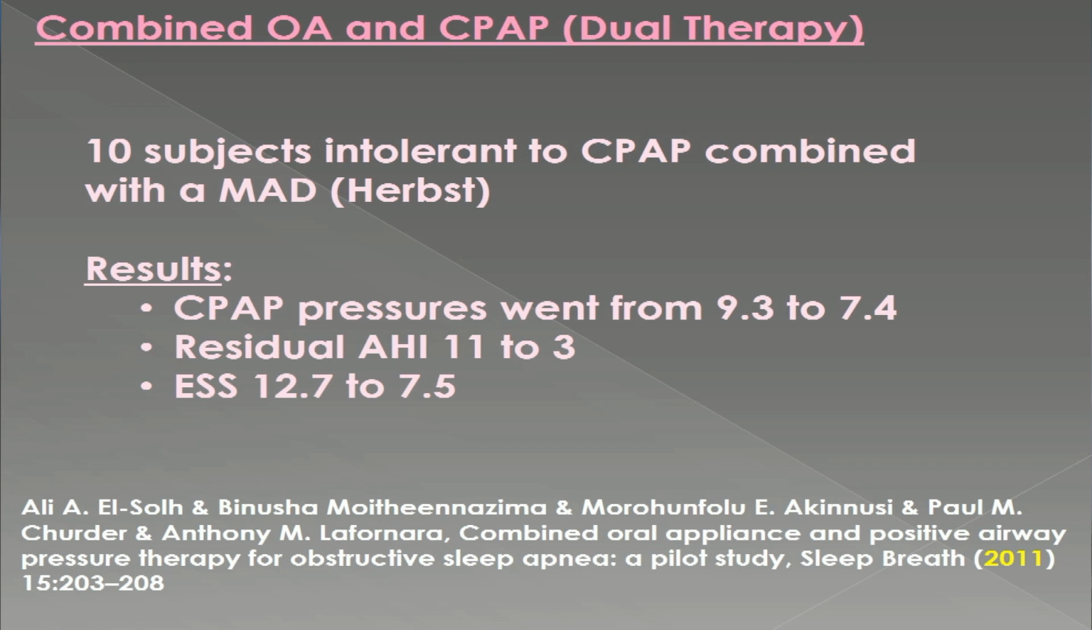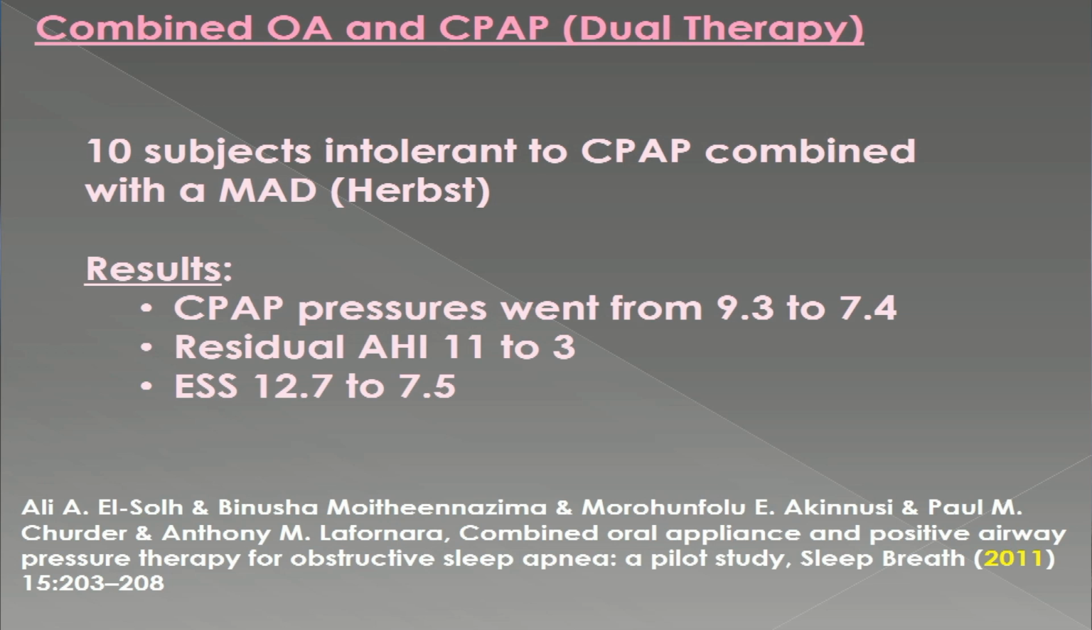So the results were, from those 10 patients, the CPAP pressures went from 9.3 to 7.4. They were lowered, which we do find when we combine the two therapies. The CPAP pressures are able to be lowered. The residual AHI went from 11 to 3, which means that it did resolve the apneic, hypopneic events. And of course the Epworth Sleepiness Scale, which is the measurement of their fatigue, went from 12.7 to 7.5, which means that the patients were feeling better. So he addressed both the objective and subjective aspects of therapy.